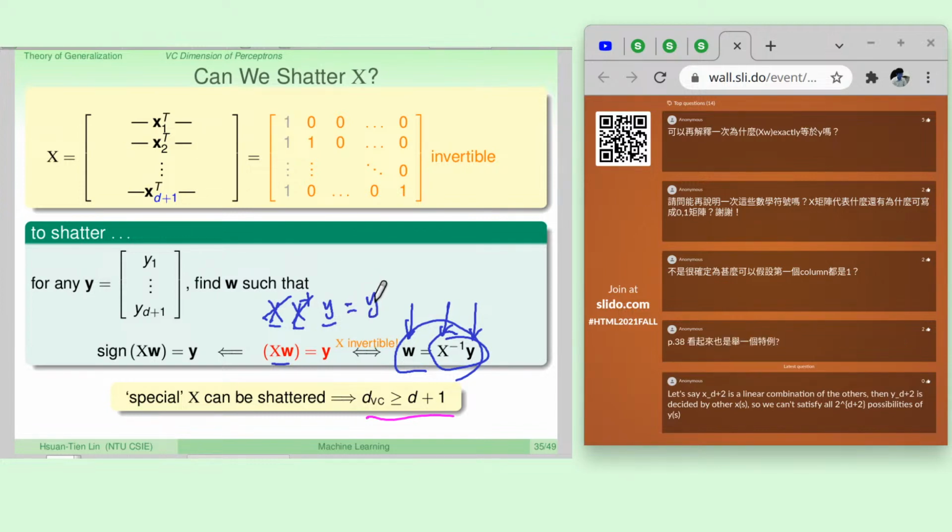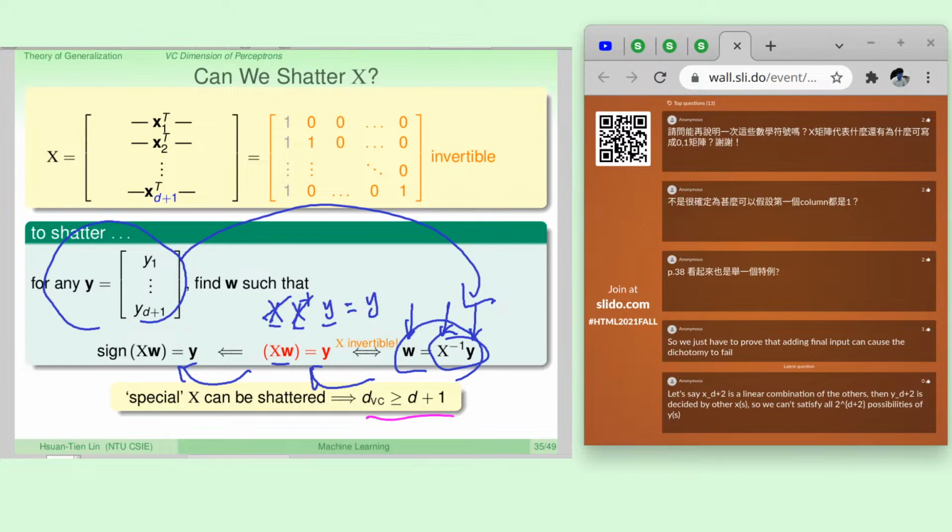Okay, so in terms of proof, what happens here is that for every dichotomy that we want to implement, we compute this w. This w must satisfy that Xw exactly equals y, which in turn must satisfy the sign of Xw equals y. That's how we say we can implement the dichotomy.